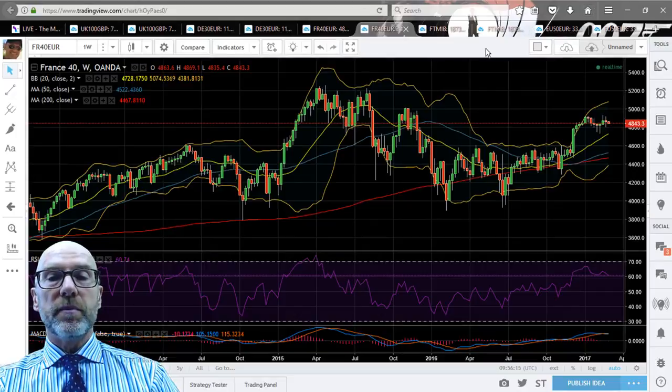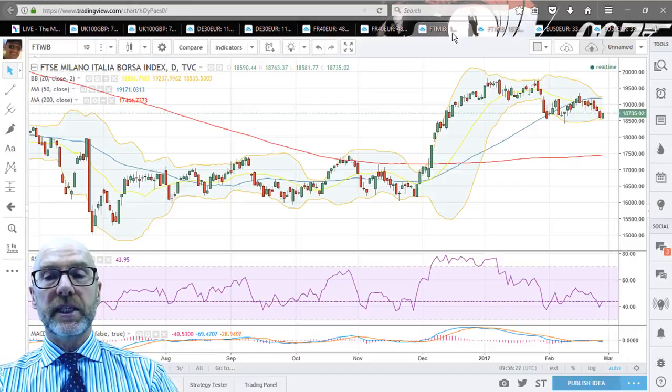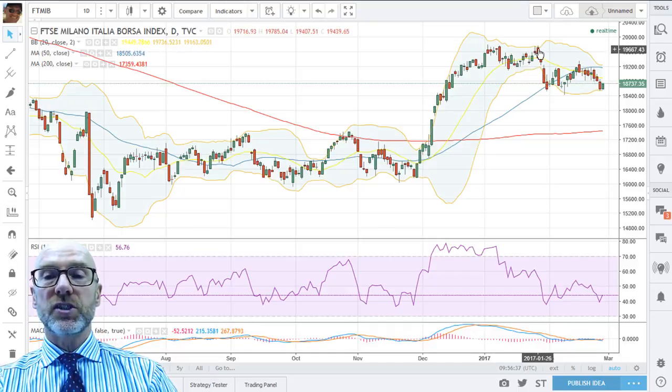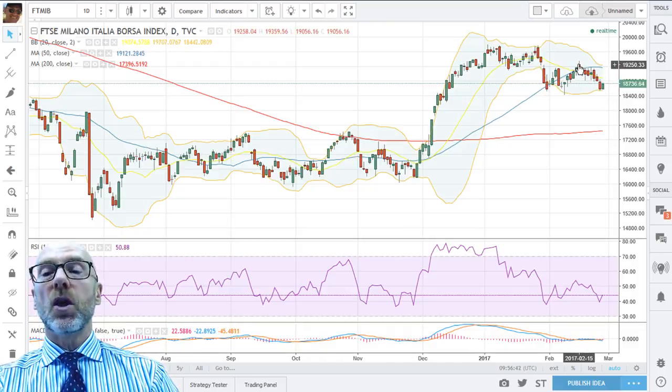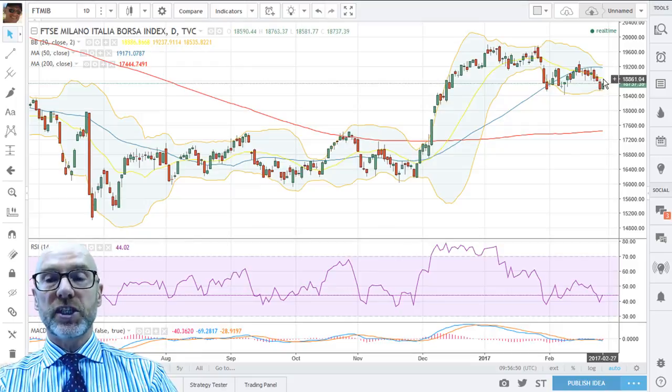Moving on to the MIB. Now this index is the one where I do expect more downside than in the other markets. The market actually peaked in early January. We then had a move up to that resistance, and it just faltered, and we're getting this pattern of lower highs coming in. We've got the 20-day moving average moving down reasonably strongly and giving resistance on the upside.